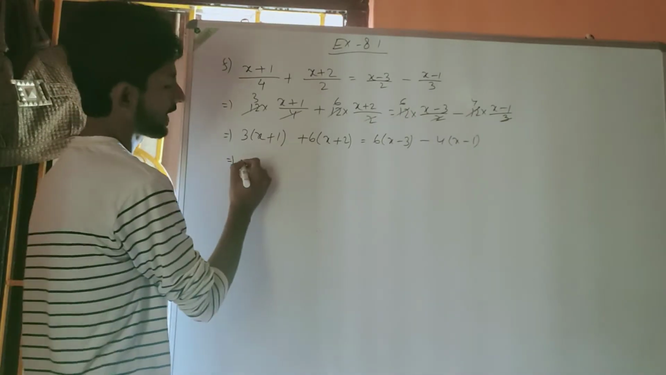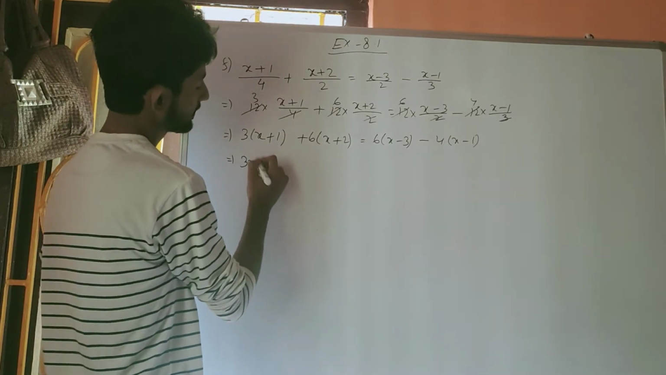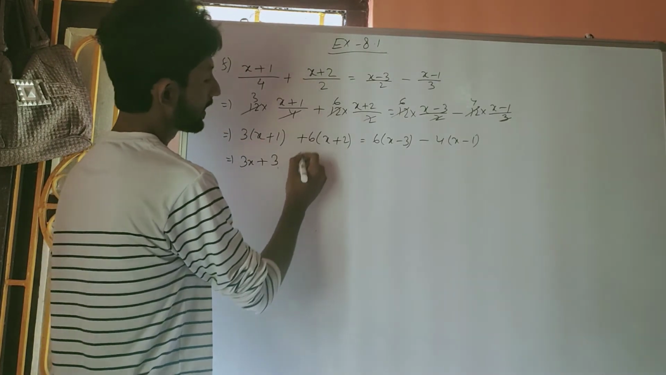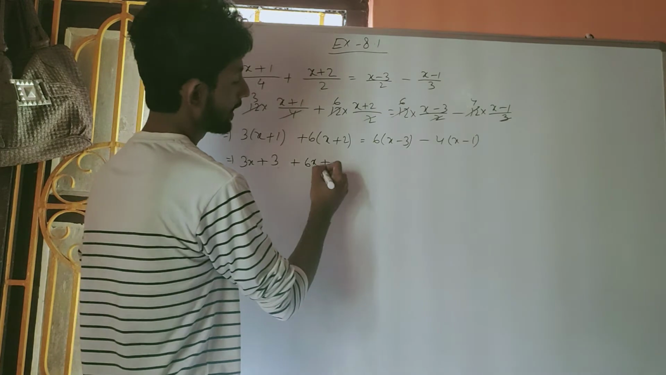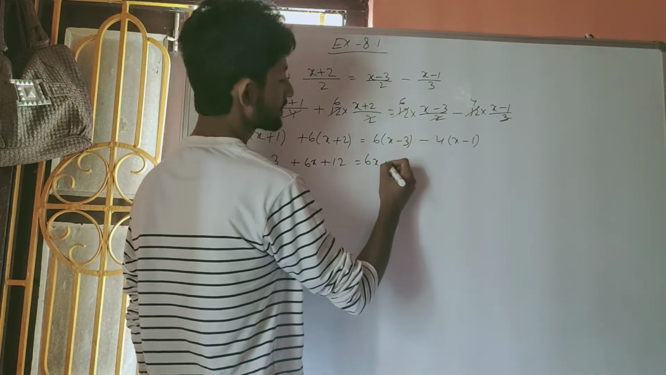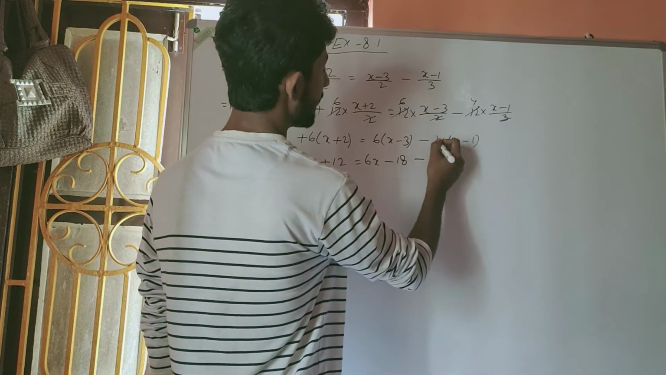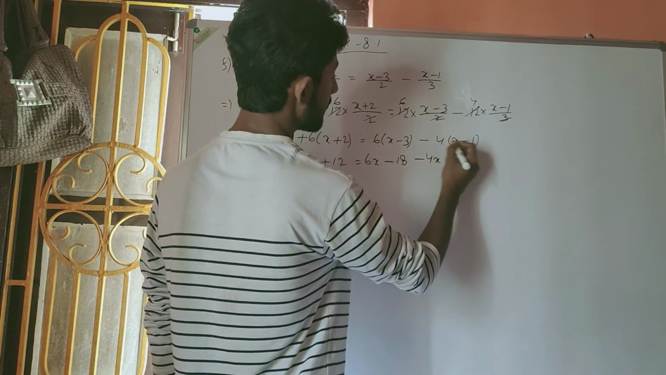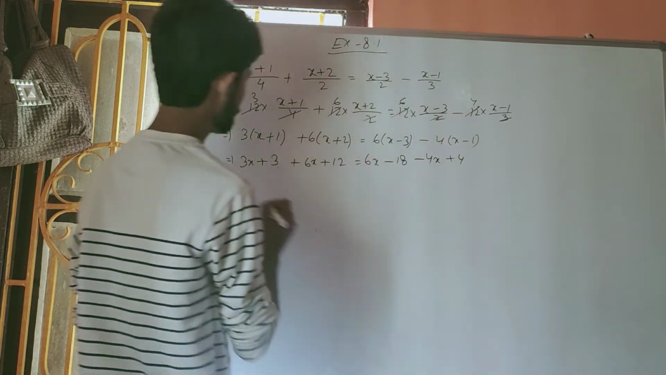Now 3 into x, 3x, plus 3 into 1, 3, plus 6 into x, 6x, plus 6 into 2 is 12, 6 into x is 6x, minus 6 into 3 is minus 18, minus 4 into x is 4x, minus minus plus 4.